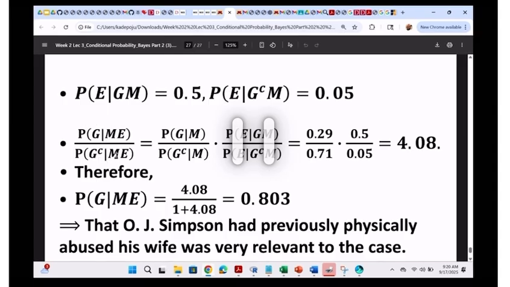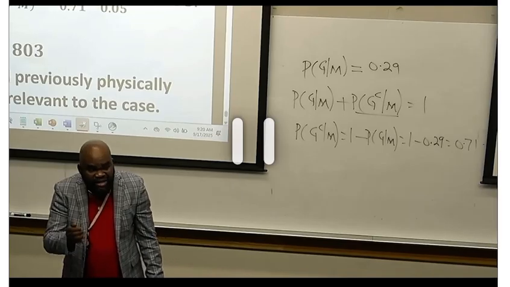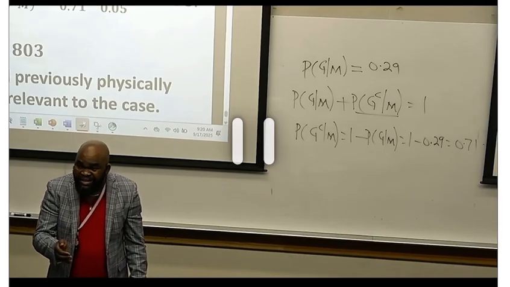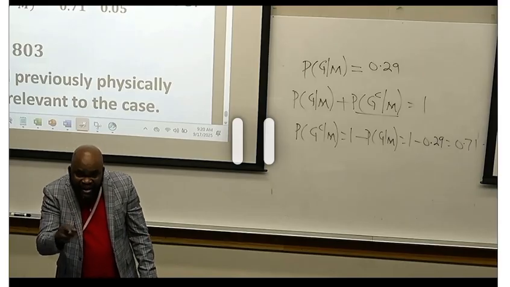Now what we're going to be looking for is the numerator. That is what we want to find. The numerator here is, we actually want to link the domestic abuse to the case. We want to actually tell the world that the fact that this guy abused his wife is relevant to the case.